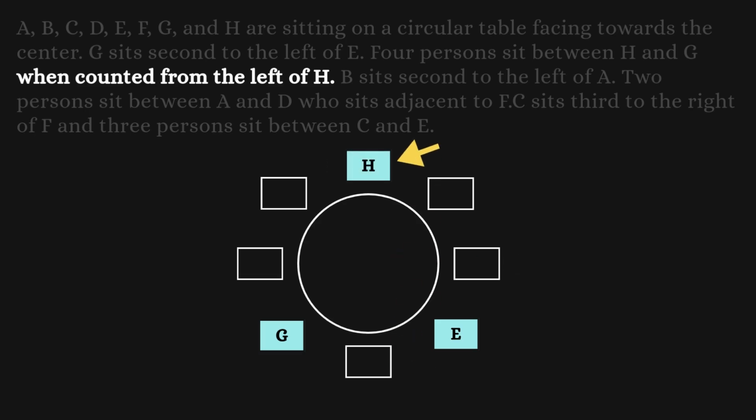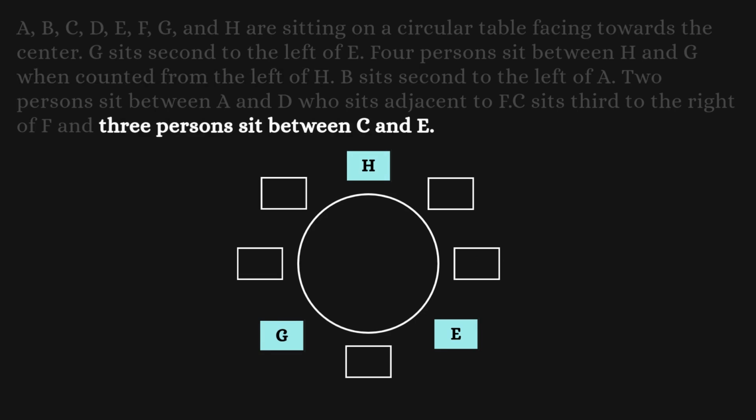Next, let's come to this statement. 3 persons sit between C and E. We already know the position of E. If you count 3 people on either side, 1, 2, 3, we can confirm that C has to sit here only.